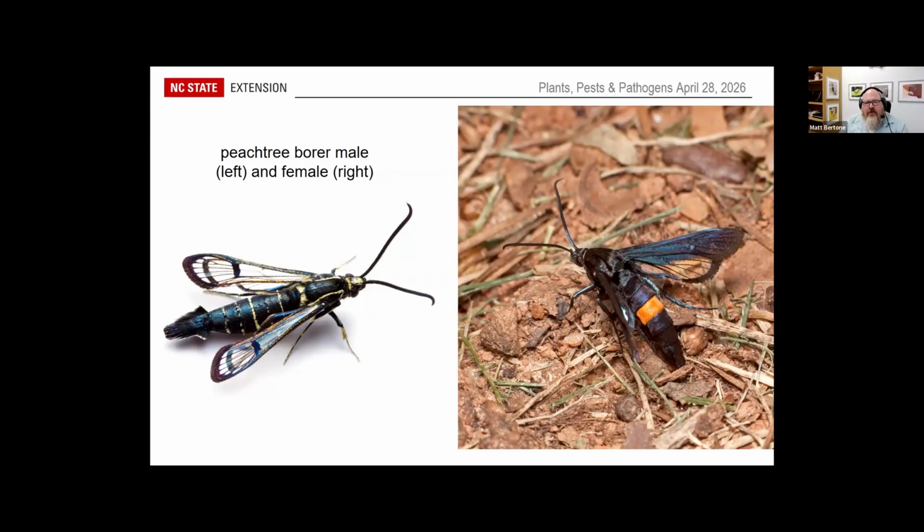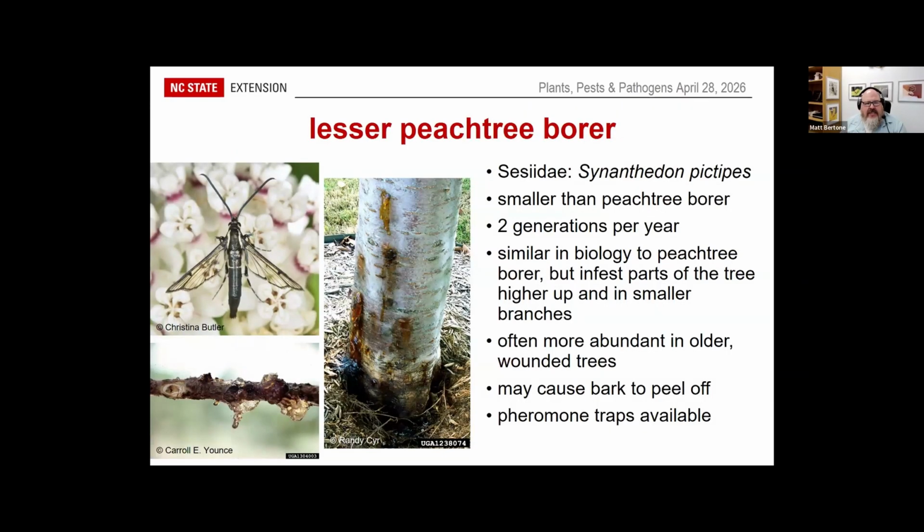And then we've got the peach tree borer, but also there's the lesser peach tree borer. Not that it's any less important or whatnot, but it's just smaller. So it's a bit smaller than the peach tree borer. Again, very similar looking. This is again in the genus Synanthedon, but this is pictipes is the species. This has two generations per year. Similar biology to the peach tree borer, but it infests the parts of the tree higher up and in smaller branches. So you can see the trunk above the base, and then these small twigs and branches will also get infested by these little caterpillars, and you'll see that gummosis and frass and whatnot. They're more often abundant in older and wounded trees, and they may cause the bark to peel off and can cause girdling damage in some cases.